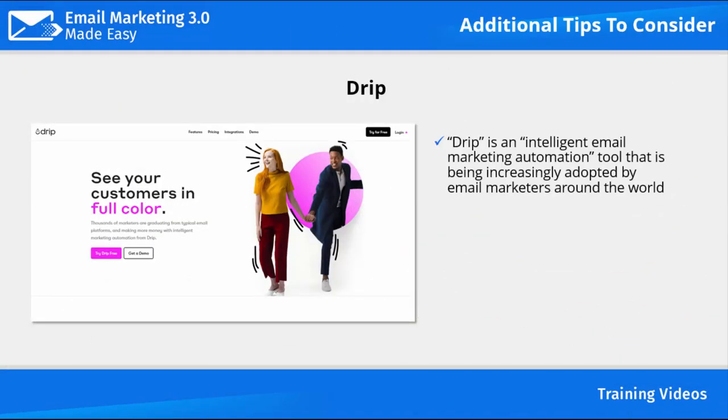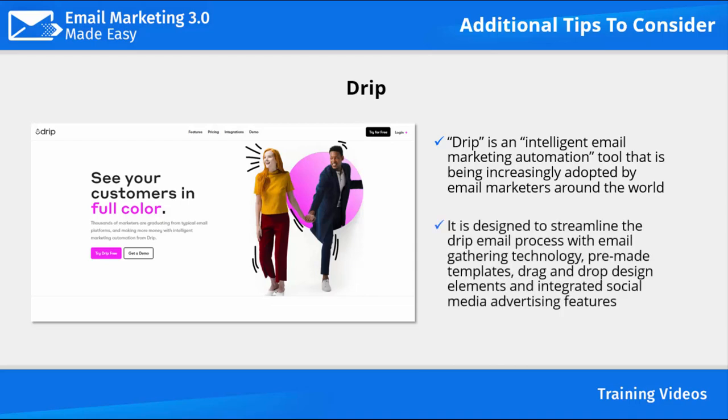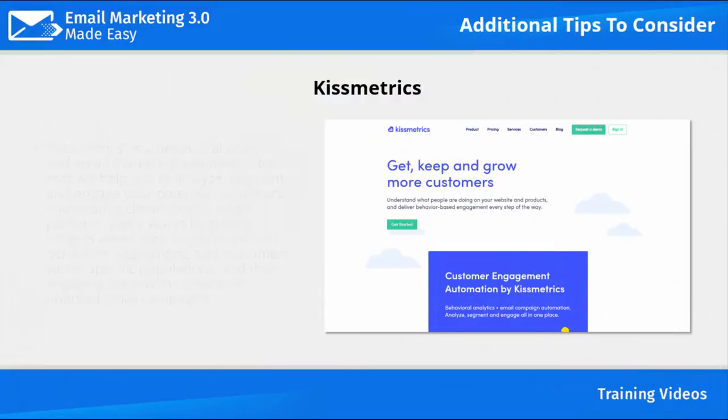Drip. Drip is an intelligent email marketing automation tool that is being increasingly adopted by email marketers around the world. It is designed to streamline the drip email process with email gathering technology, pre-made templates, drag-and-drop design elements, and integrated social media advertising features.